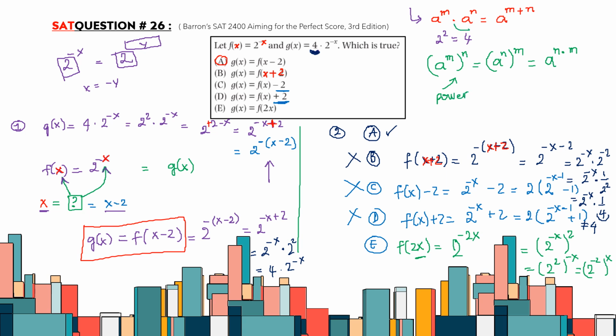This is the product. The product goes with the additions. The power goes with the multiplications. So E is not the right answer.